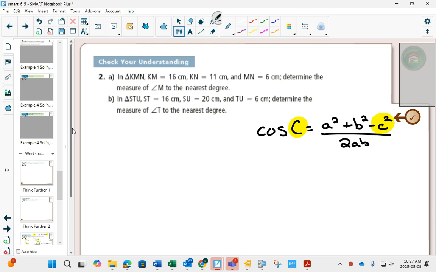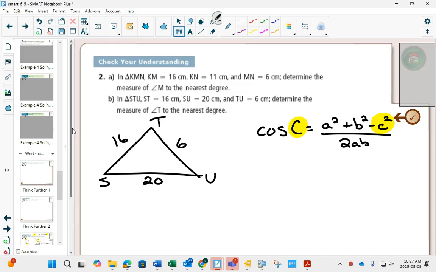Part B, we have a triangle STU. So I just make some triangle STU. ST is 16. SU is 20. TU is 6. And this time we're finding angle T. You see this is almost identical question to the last one. We have to use our cosine law.